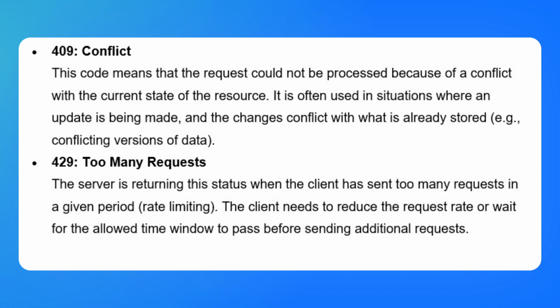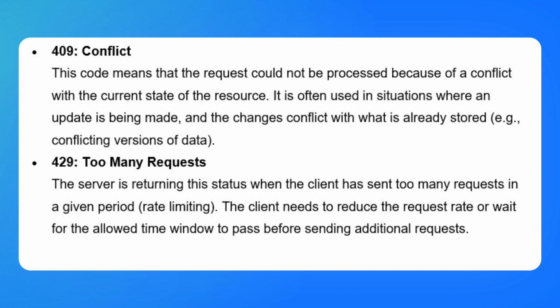Then we have conflict 409. This status code means that the request could not be processed because of a conflict with the current state of the resource. It is often used in situations where an update is being made and the change conflicts with what is already stored. For example, the email address case. If the same email address already exists, then 409 will be returned.